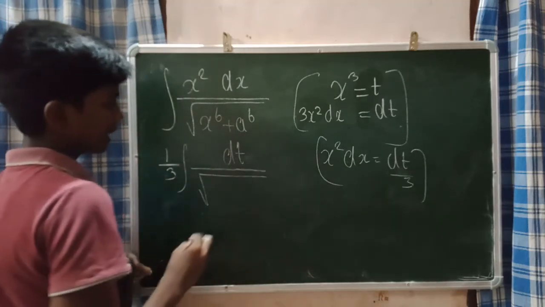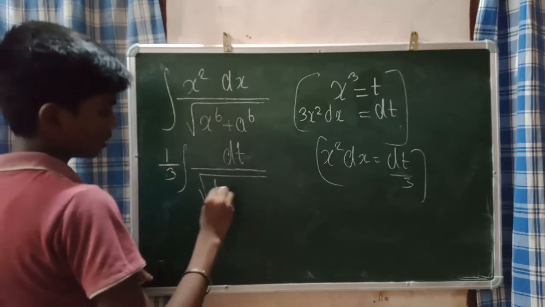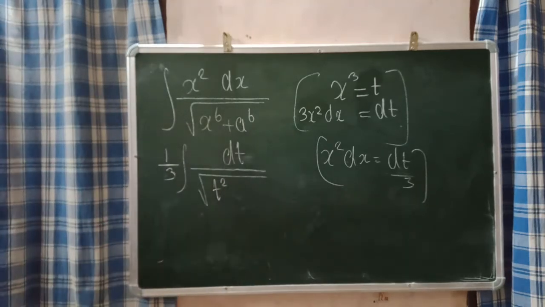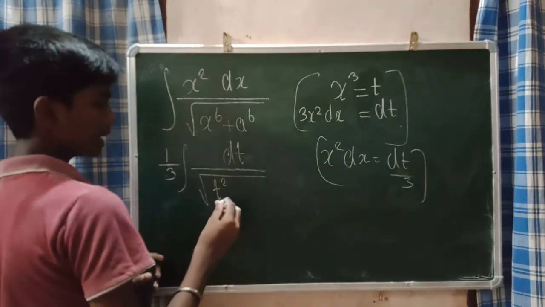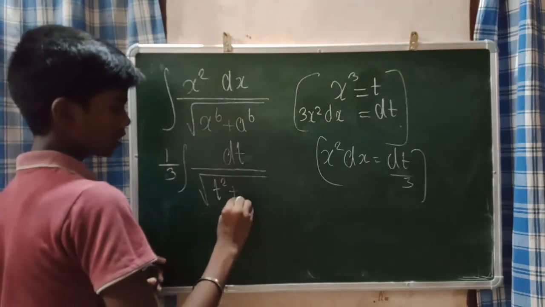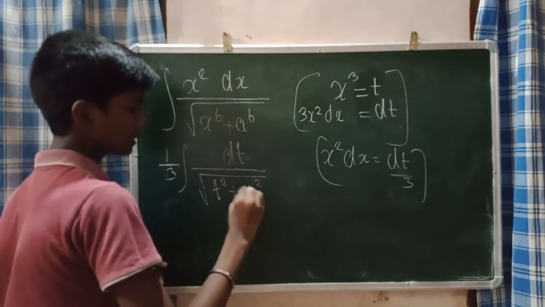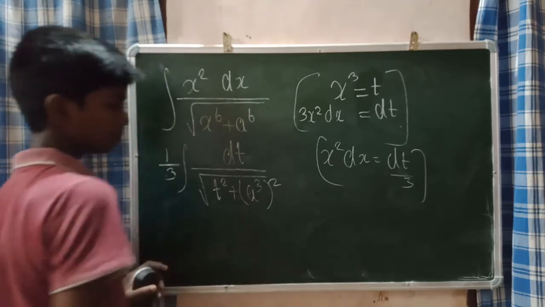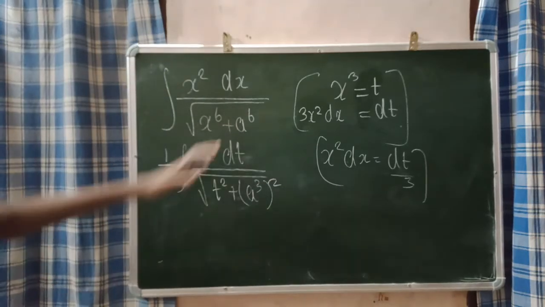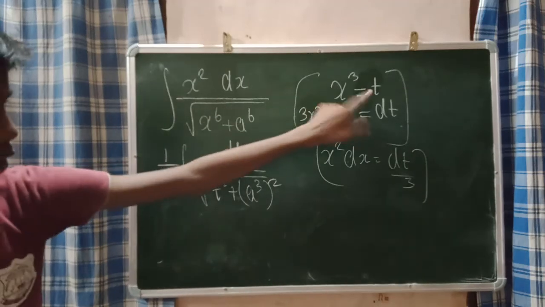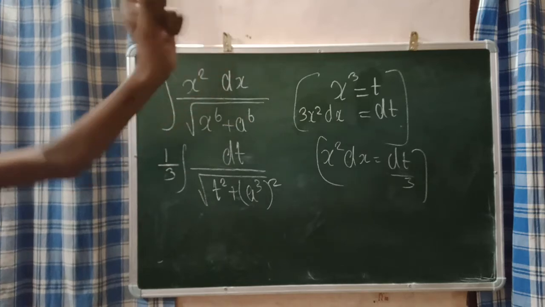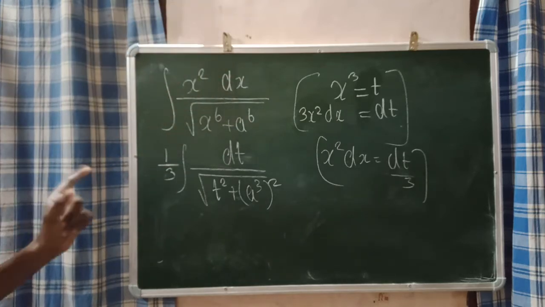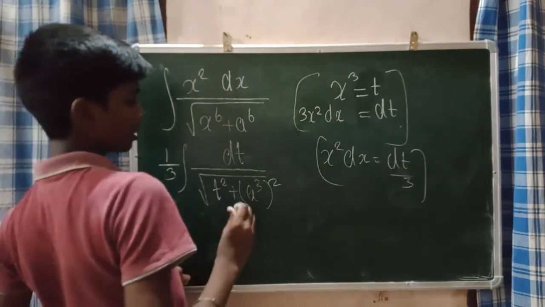x power 6. x power 6 will be t square, because your x cube is t, so t square will be x cube whole square, that will be x power 6. Then plus a power 6, I can write as a cube whole square.